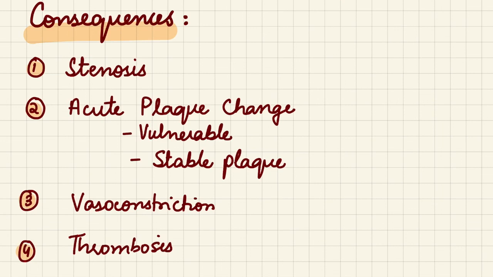The consequences of an atherosclerotic plaque are stenosis, acute plaque change, vasoconstriction, thrombosis, and aneurysm formation. Number one is stenosis. Now, it is very clear that since this plaque is formed in the lumen of the artery, it will cause stenosis. This stenosis is going to cause downward ischemia and cause tissue atrophy, infarction, or simply ischemia.